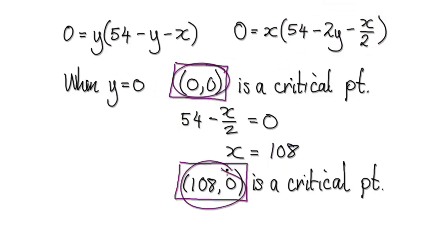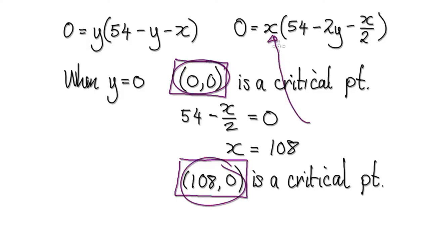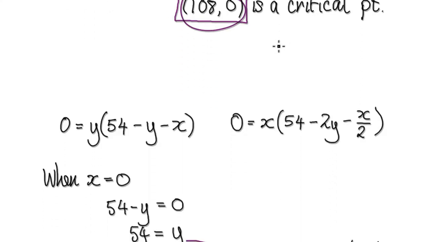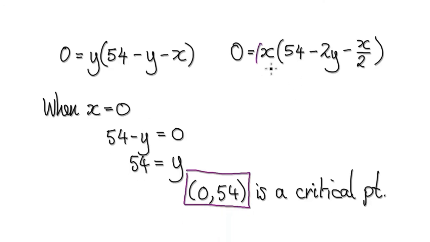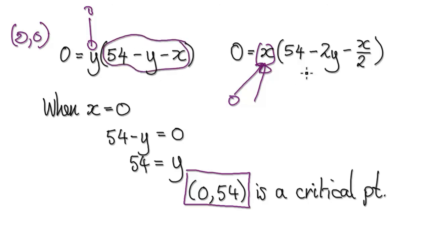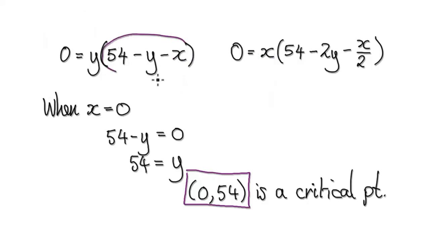So the next step is to consider when x equals 0. Well, when x equals 0, this whole thing here would be 0. Well, y could be 0, but we've already done 0, 0. So when x is 0, let's concentrate on making this to be 0. So when x is 0, we can put 0 into this x. So this thing here will become this thing here, meaning y must be 54. So another critical point is 0, 54.